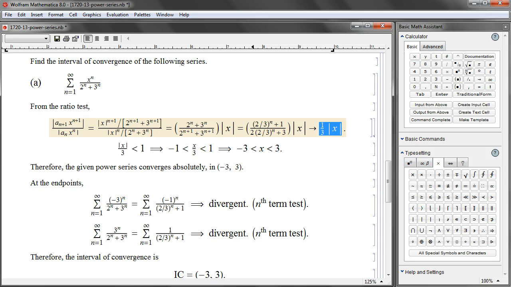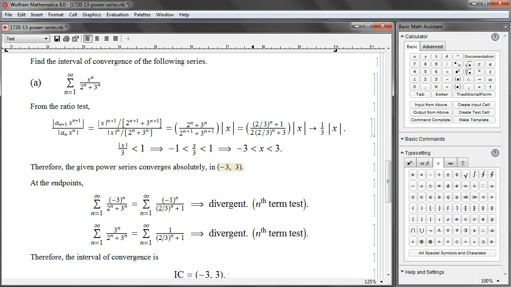Now, if this is less than 1 in absolute value, then we have absolute convergence. Greater than 1, then we have divergence. Equal to 1, we have to do something more. And here we go. Take this one less than 1. In other words, without absolute value, x over 3 is between -1 and +1. And algebraically, we can solve it. We have an open interval, -3 to +3. That's where we have the absolute convergence.